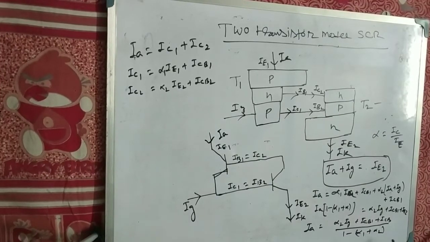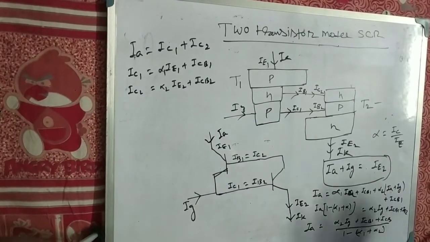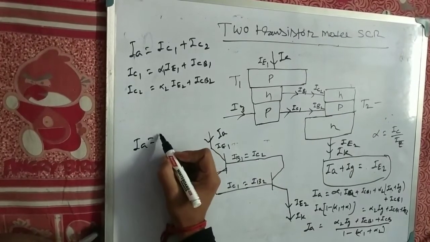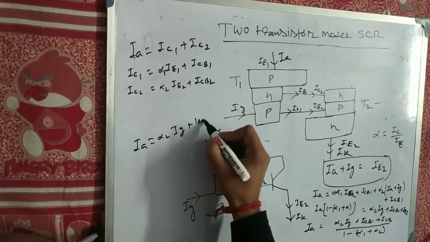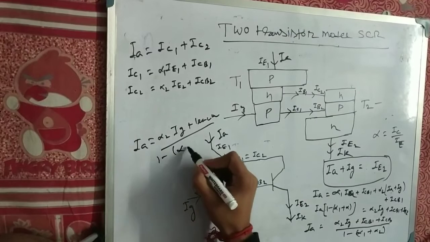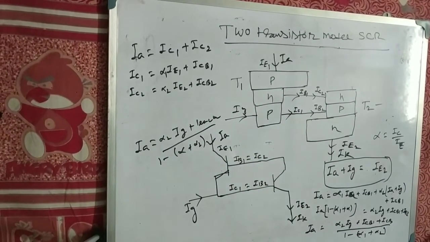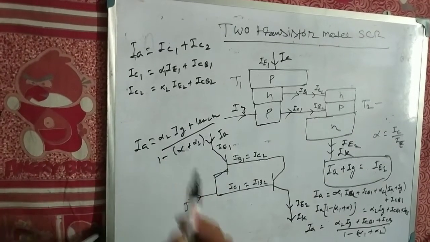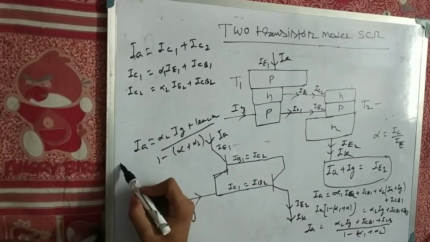Now the final equation I am getting is IA equal to alpha 2 IG plus leakage current, divided by 1 minus alpha 1 plus alpha 2. Now in the transistor I can see that anode current depends on gate current. So if gate current is there, then only the transistor is on.